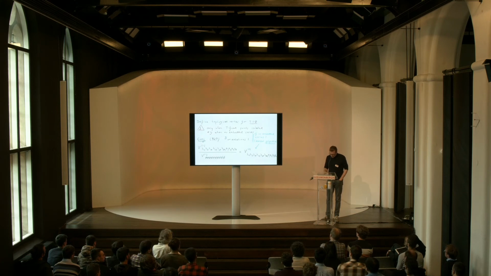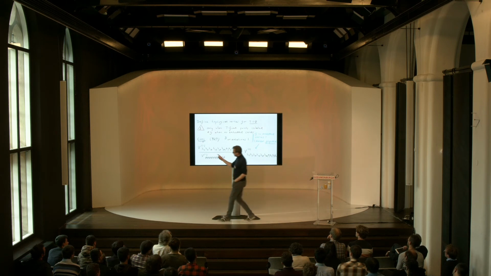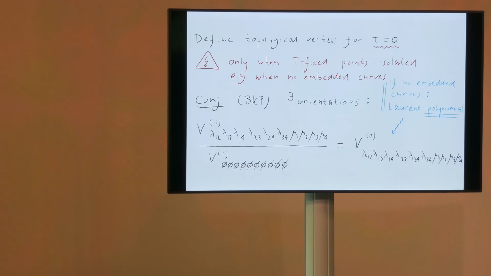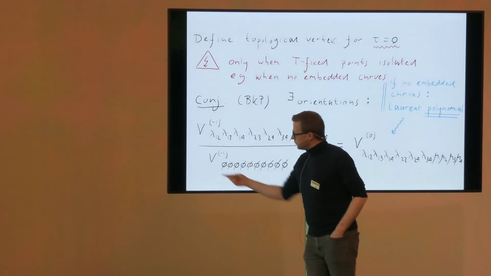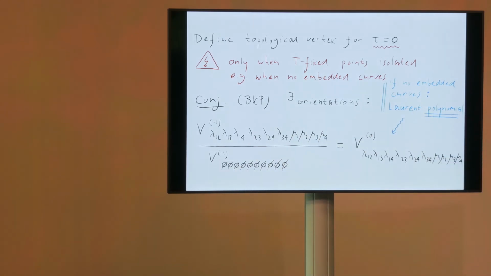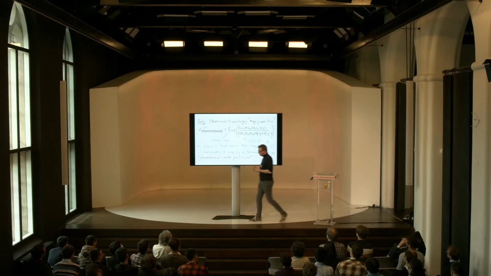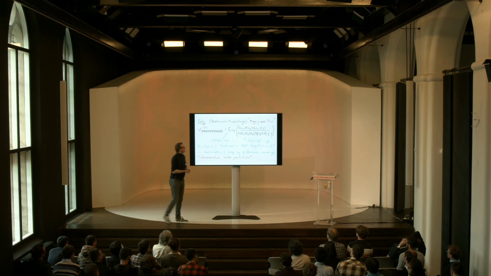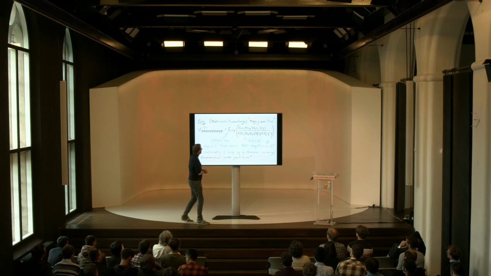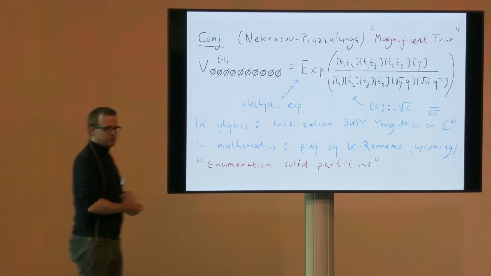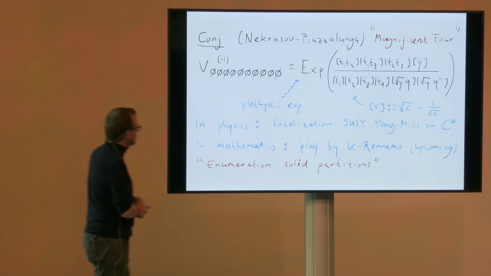And the final thing I want to say, perhaps, is that for this denominator, when you're counting just points on C4, there exists a closed formula. So when you're just counting points on C4, you have the following closed formula due to Nekrasov and Piazzalunga. I mean, this conjecture predates the other one. This was around 2017, if I'm remembering correctly.